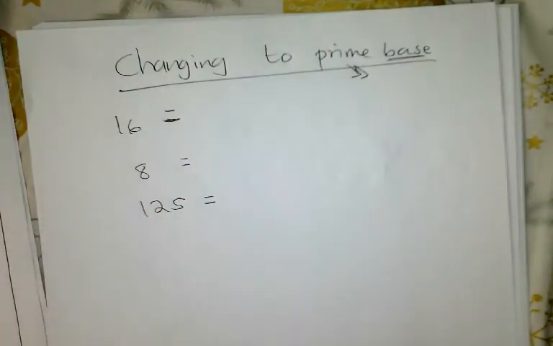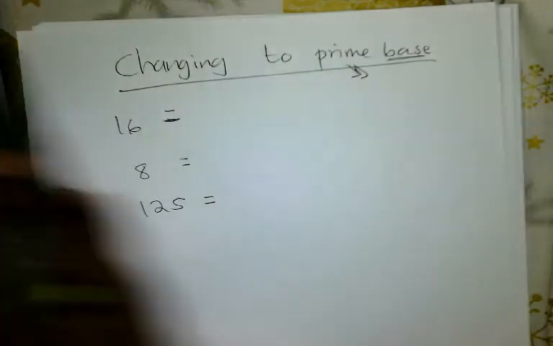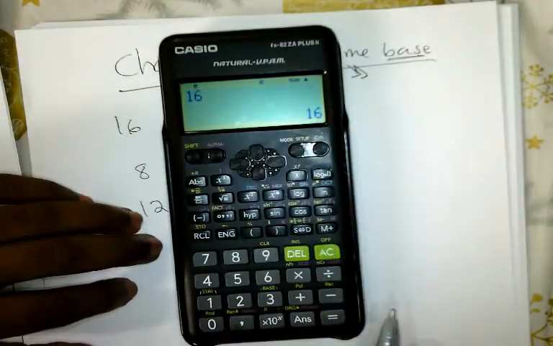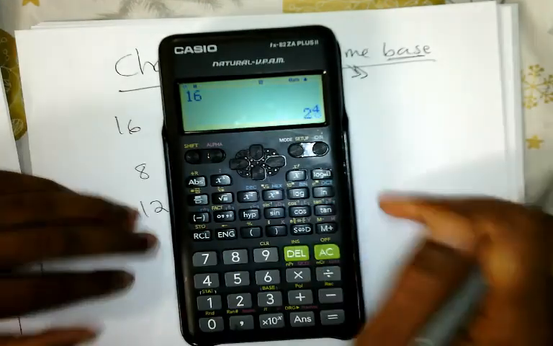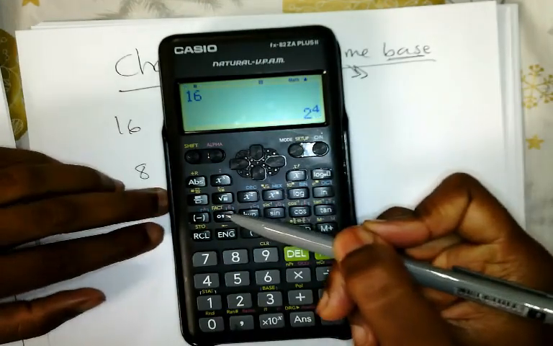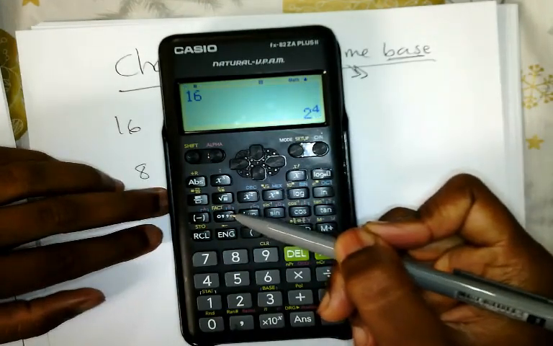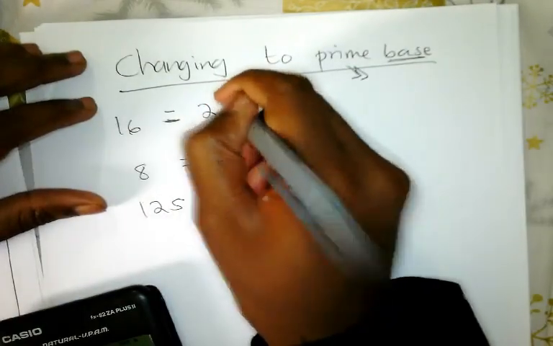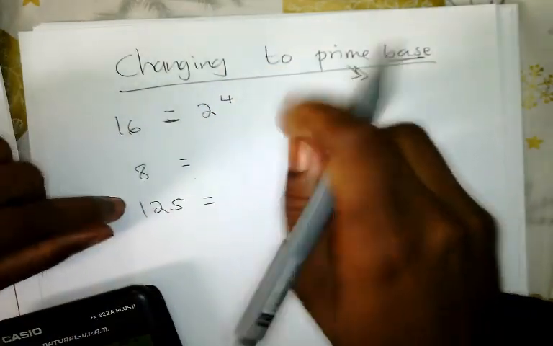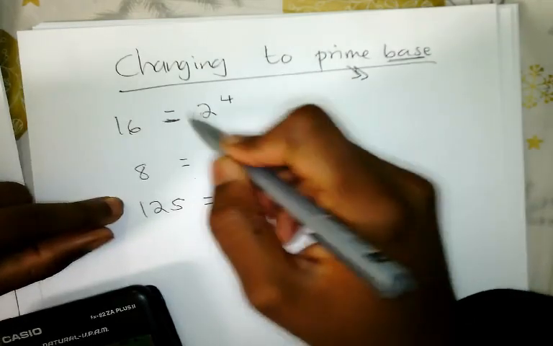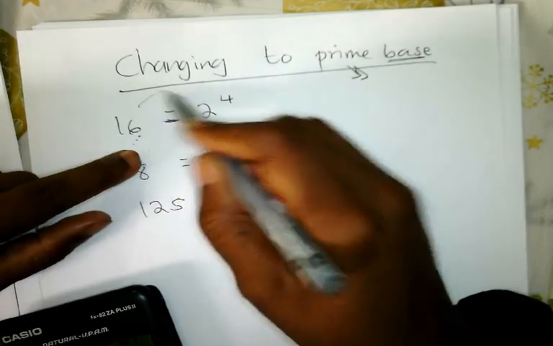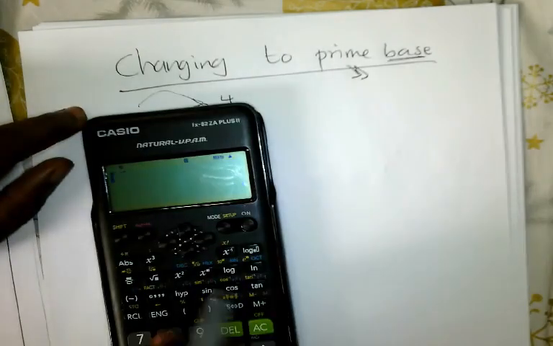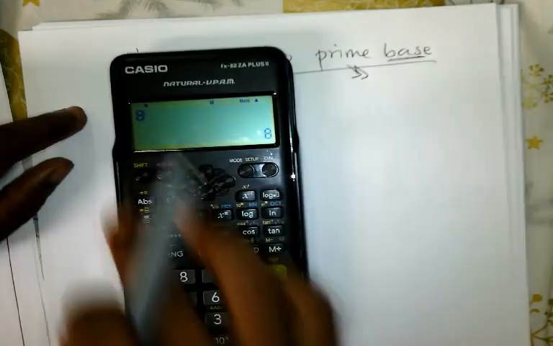So how do you do that? You say 16 equals, you press 16 equals sign, then you say shift, then fact. Fact meaning factors. It will give you the prime factors here. So there, meaning 16 can be written as 2 to the 4. So in the test or in a question, if you are given 16, you need to change it first to this before you can use it. Let's look at 8. You say 8 equals sign, shift, fact. Then you get 2 to the 3.